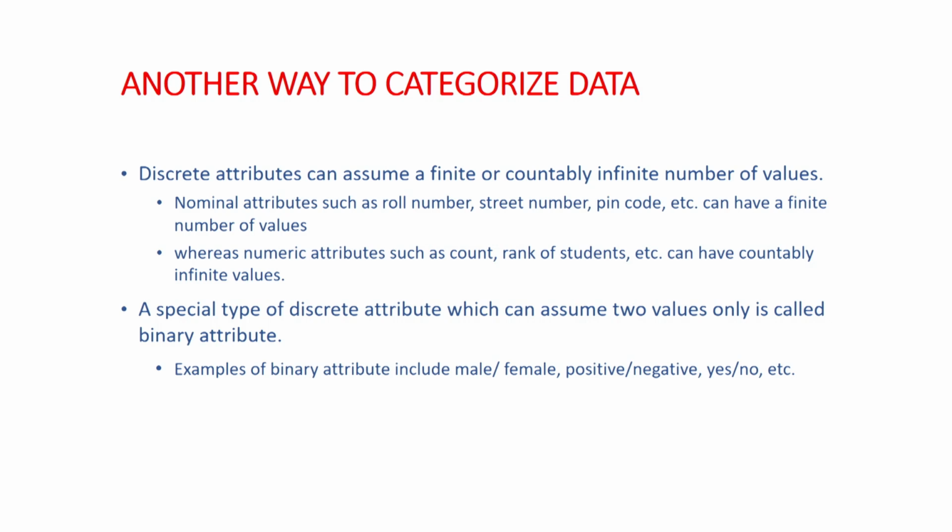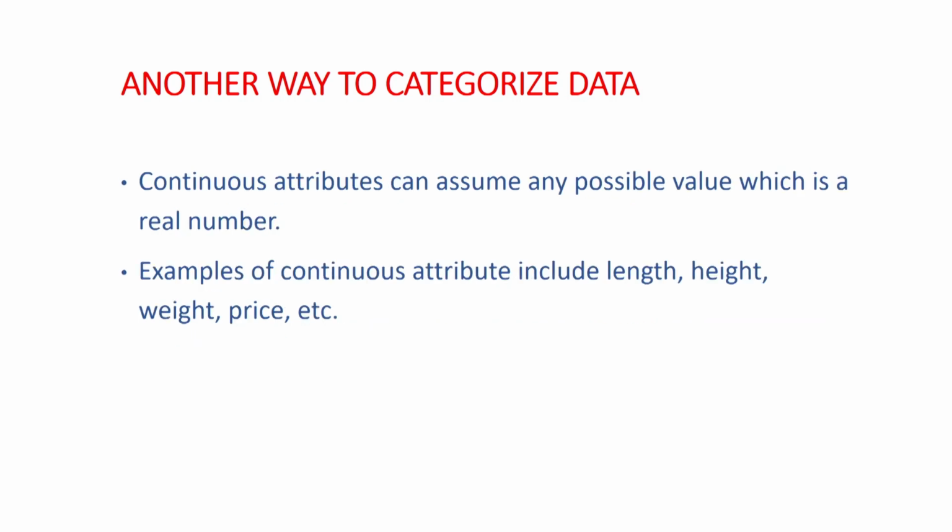So, discrete attributes can assume finite or countably infinite numbers. Examples are roll number, street number, pin code and so on. A special case of a discrete attribute is the binary attribute, which has only 2 values. Continuous attributes can have any possible real number value. Examples are weight, price, height, length and so on.